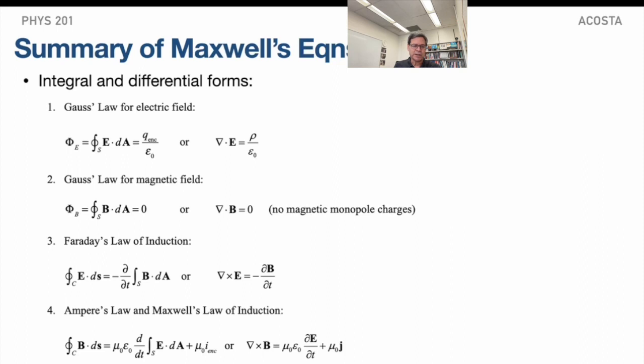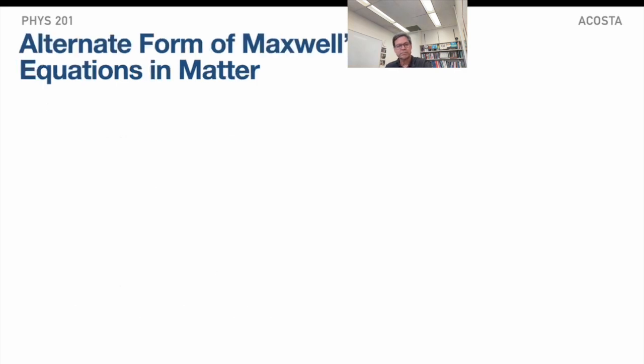And finally, Ampere's law combined with Maxwell's law of induction is the symmetric version of that previous Faraday's law: the line integral of B dot ds is equal to the time derivative of the flux through the surface enclosed by that loop, times mu naught epsilon naught, plus any enclosed current times mu naught, the permeability of free space. The differential form is that the curl of the magnetic field B is equal to mu naught epsilon naught times the time derivative of E plus mu naught times any current density in that region. So that's just a brief summary of Maxwell's equations.